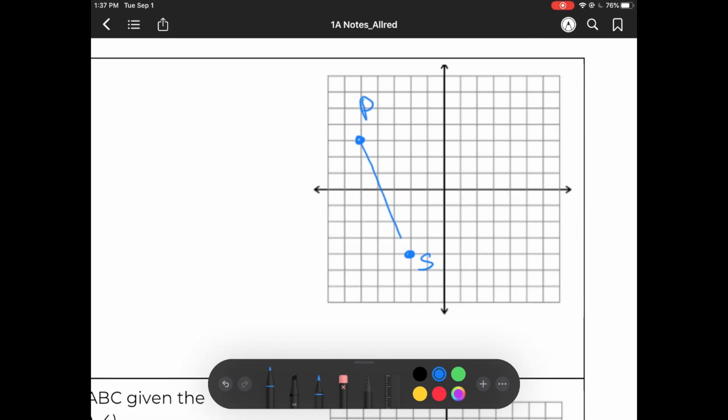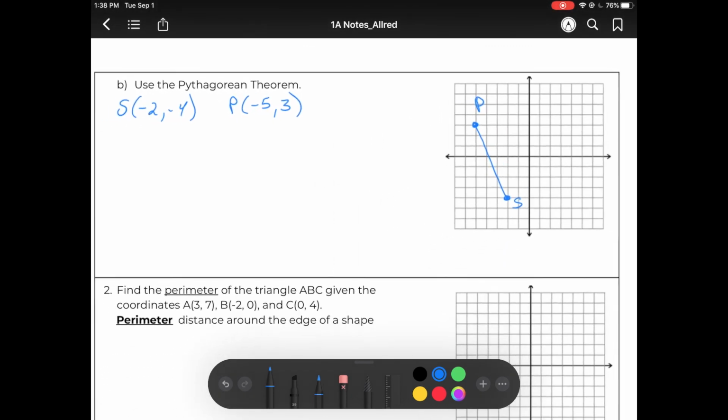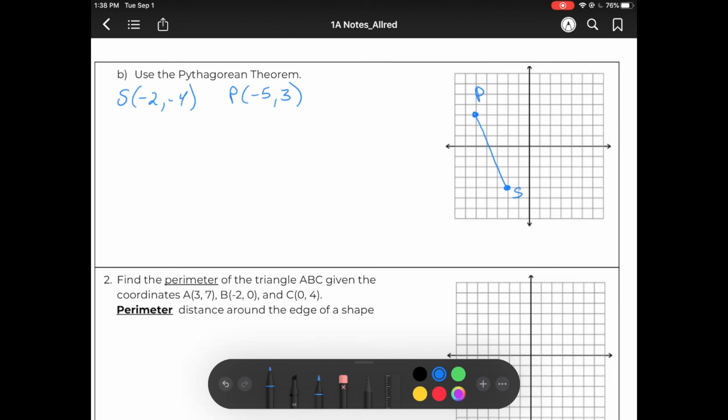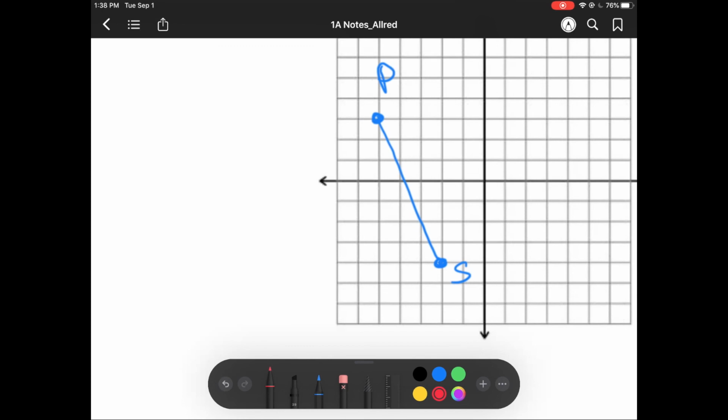And so I connect those and I get this straight line segment. And so to find the distance, it's going to be about 7.6, but I'm going to show you how to find that using the Pythagorean theorem. So here's what we did previously. To use the Pythagorean theorem, you always need a right triangle. So I'm going to turn this into part of a right triangle. It's always going to be the hypotenuse, C.